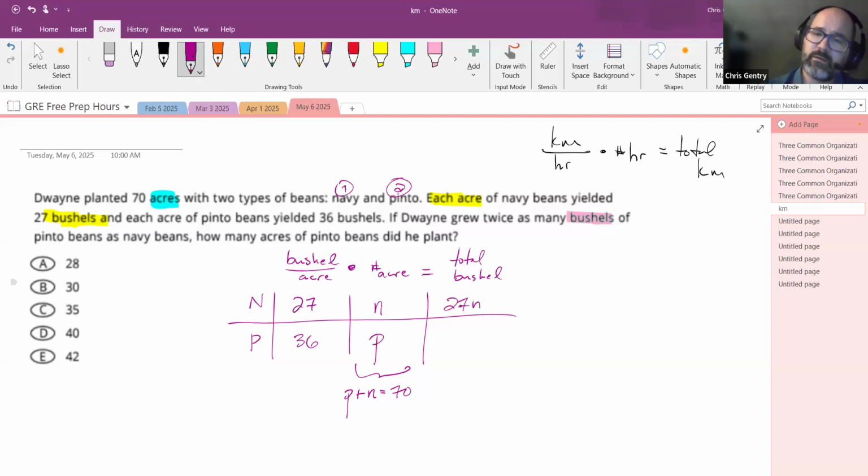27 times N, 36 times P. And I'm told that there are twice as many bushels of pinto as navy. So if I take my navy beans, multiply that by 2, that would give me my pinto beans. So my pinto beans there is twice the navy beans. Questions, comments, concerns at this point?